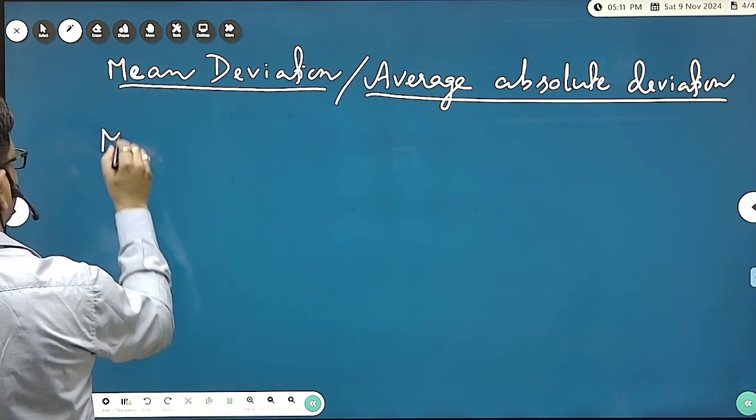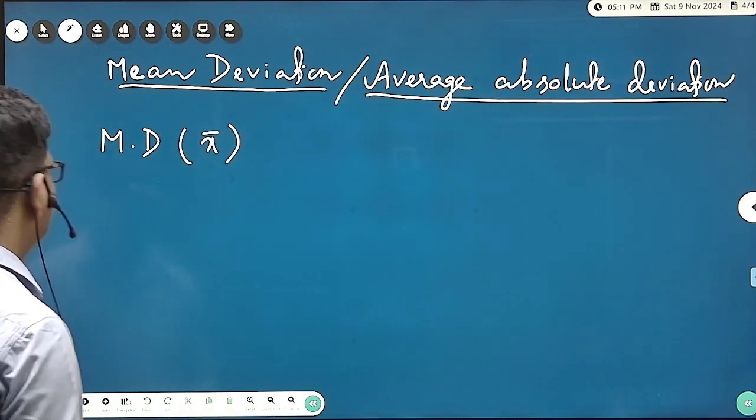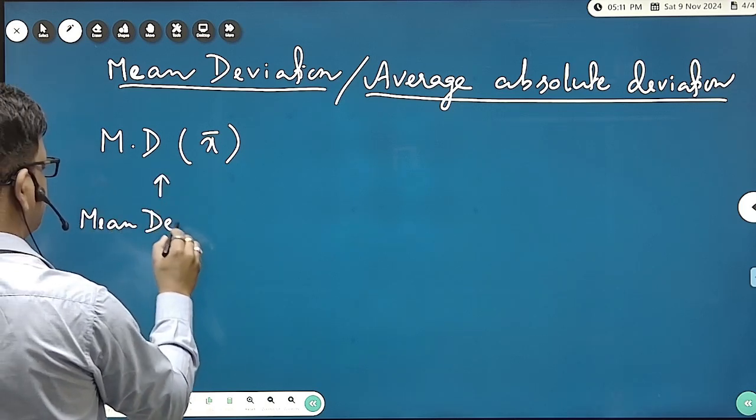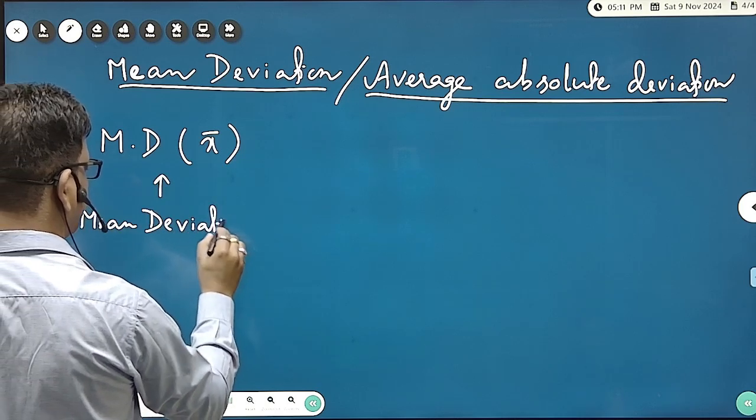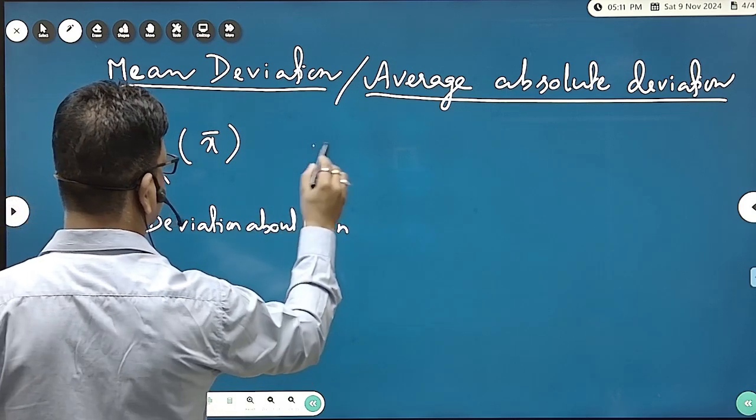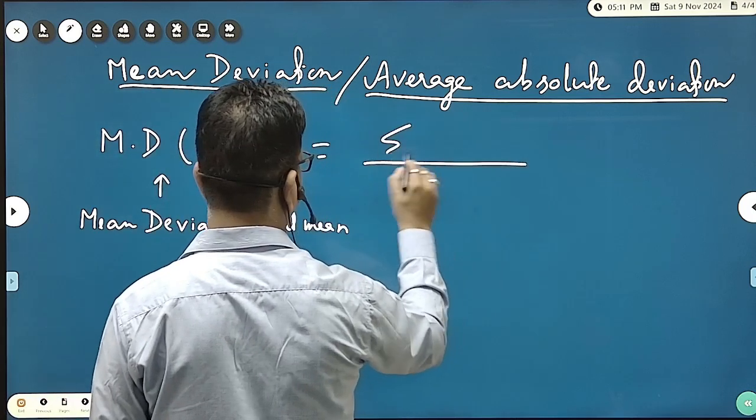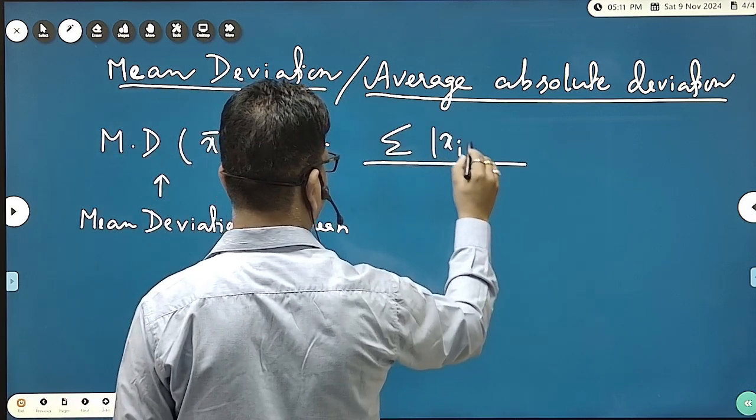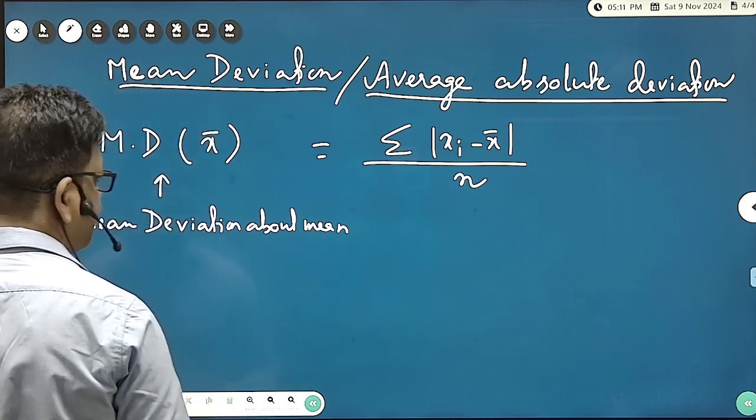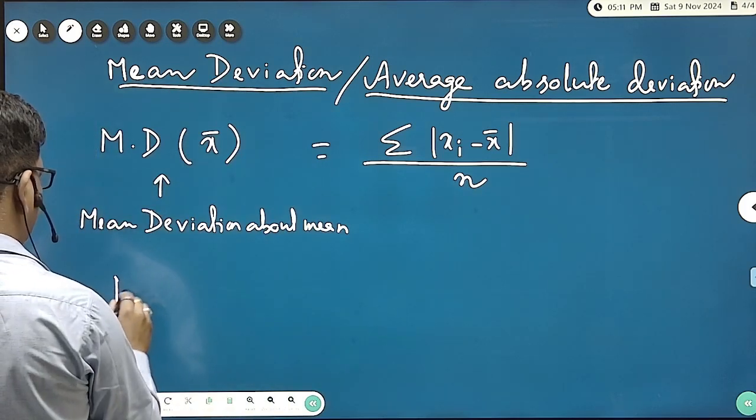So I'm using the short form, mean deviation about mean. This x bar, I believe all of you know. So it means mean deviation about mean. Here, to find this, we can directly use, for discrete data, summation of |xi minus x bar| divided by n. Okay, and this is for discrete data.